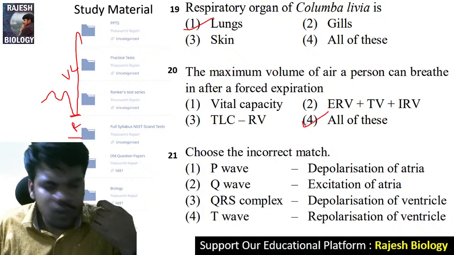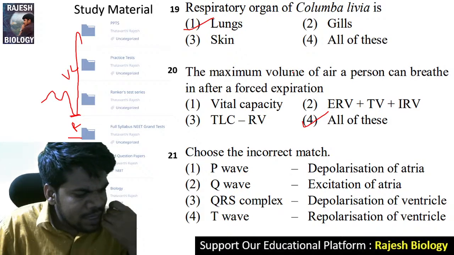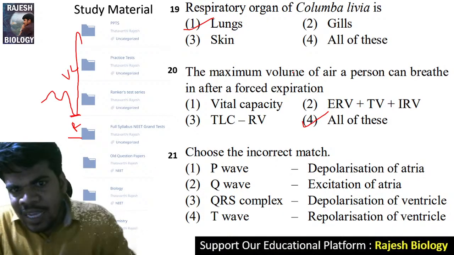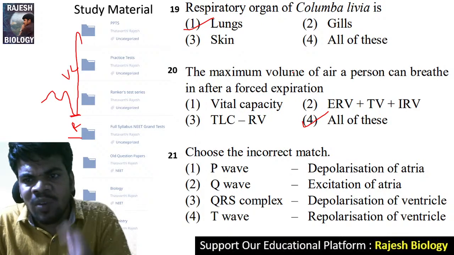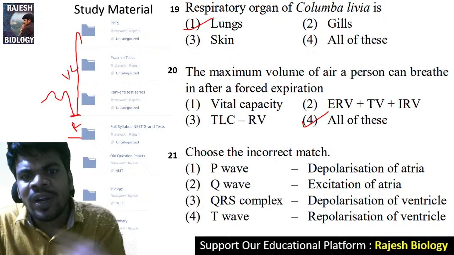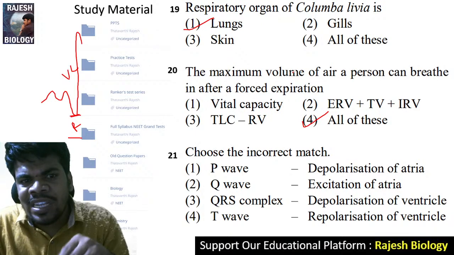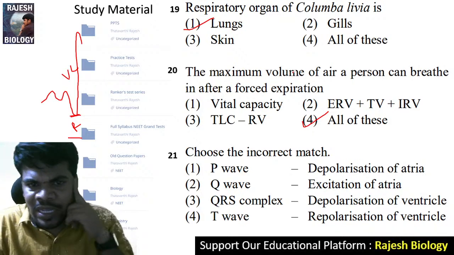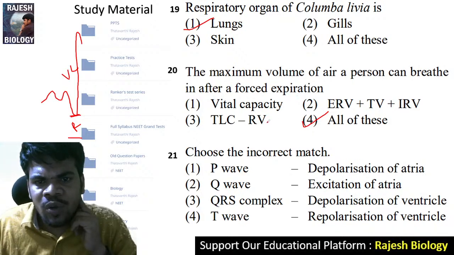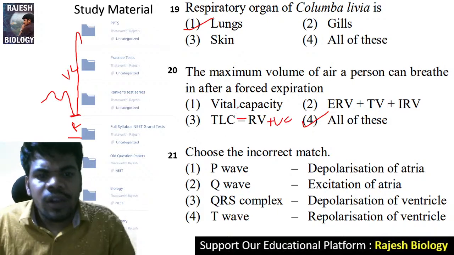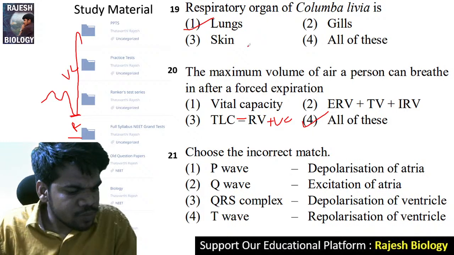So all of these, the answer for 20 is option 4. Yes, all are the same only. Vital capacity is nothing but ERV plus TV plus IRV together. Total lung capacity minus RV is also called vital capacity. Or simply we can write vital capacity plus RV is equal to TLC. Now come to the 21st question.